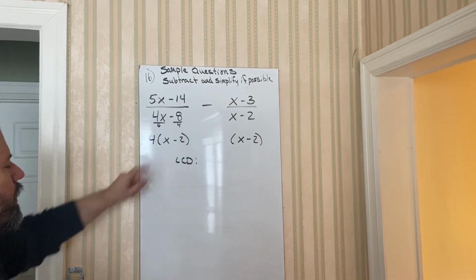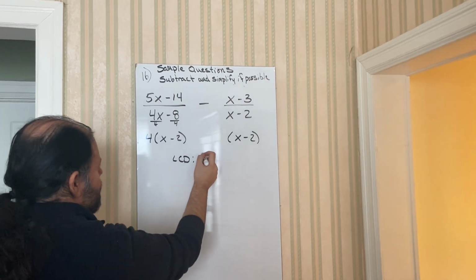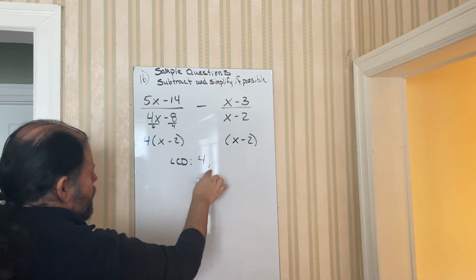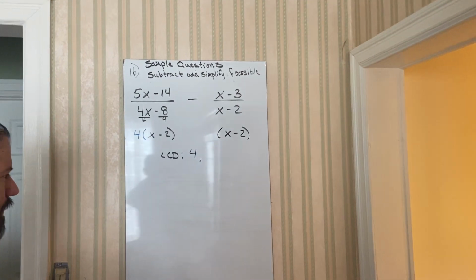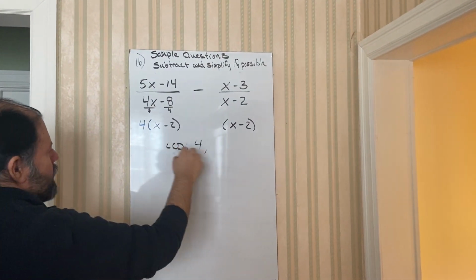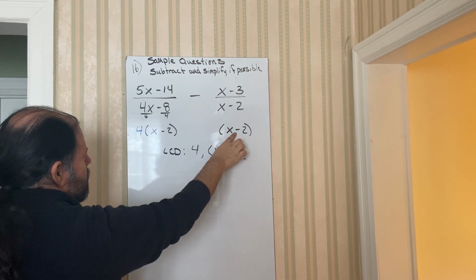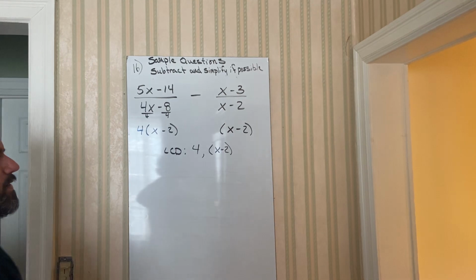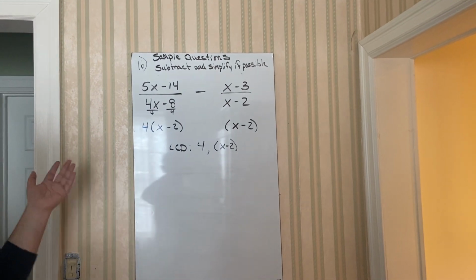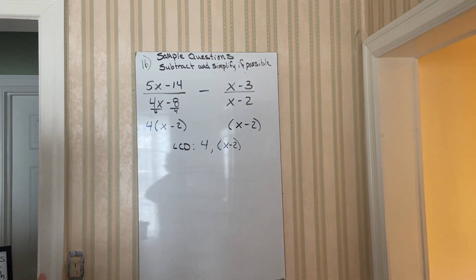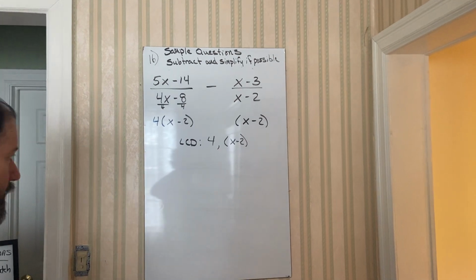Do you have a 4? No, there's nothing in the list, so put in a 4. And if you want to put a comma, you can. If you don't, it's up to you. The next factor, x minus 2, that's a new factor. X minus 2 is already in the list. So there's only two different types of factors these denominators have, 4s and x minus 2s.